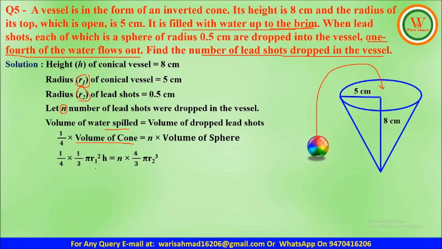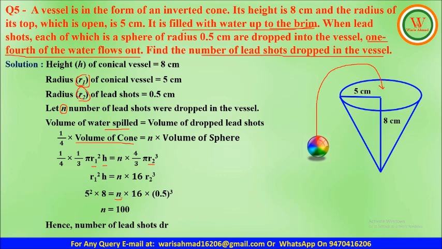After that, we will put the value of radius and height in the very first equation, and again the radius in the second equation. After putting the values, we will have this type of equation: 5 square into 8 equals n into 16 into 0.5 cube. After solving this one, we will get the value of n equals 100. Hence, the final result is that the number of lead shots dropped into the vessel is equal to 100.